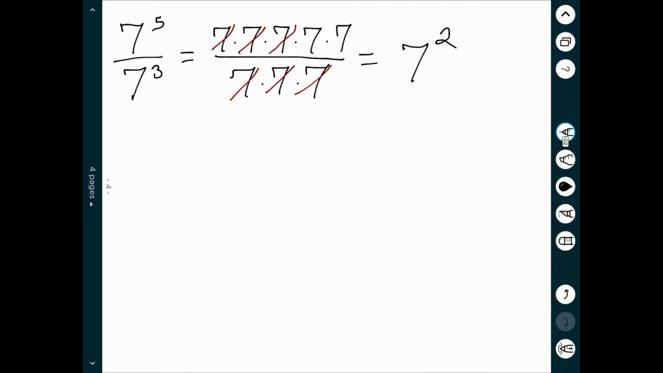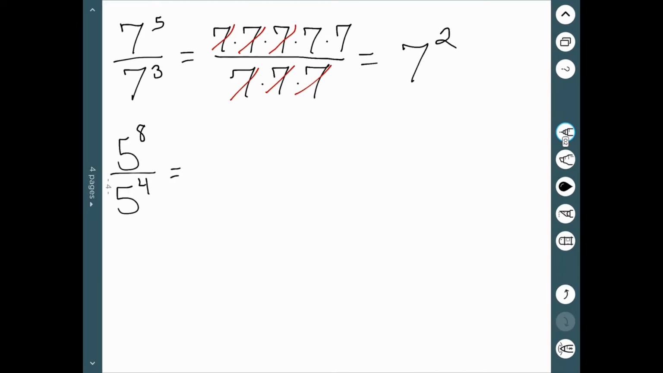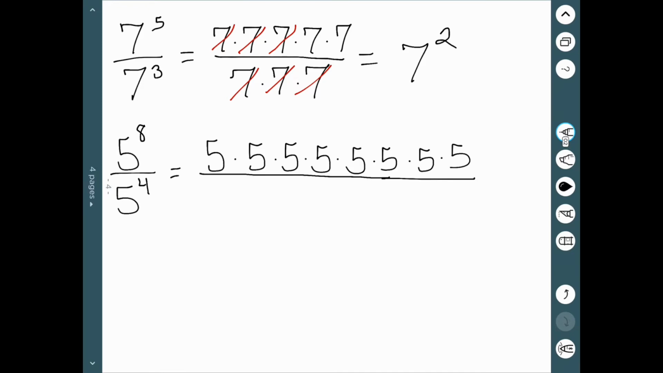Let's look at another example. For something like 5 to the 8th over 5 to the 4th, the top has 8 fives, and the bottom will have 4 fives. We can then start canceling. As long as we cancel the same thing on the top and the bottom, we're fine. And then you notice when we do that, we're left with 4 fives. So this is 5 to the 4th.